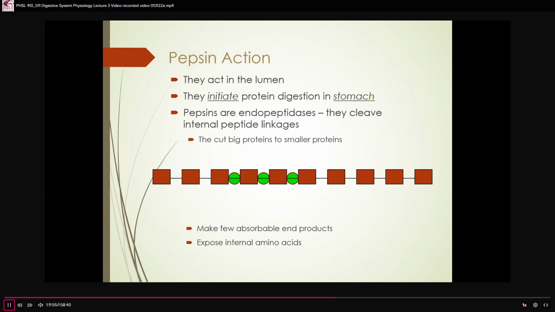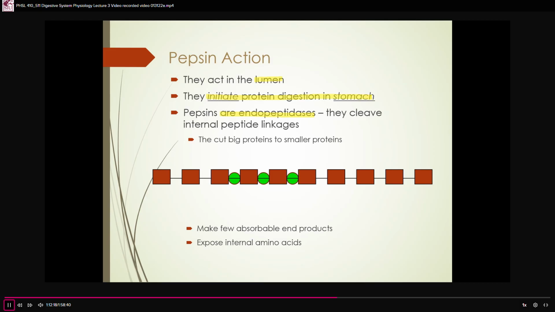So let's summarize what pepsin does in terms of GI function in the stomach. It acts luminally. That means it's not attached as a membrane-bound protein to the surface of the epithelial cells lining the stomach, but it's released and free-floating, finding the substrate proteins it's going to act on out in the lumen of the stomach. It's beginning that digestion of proteins in the stomach.